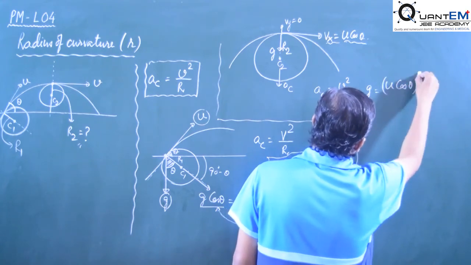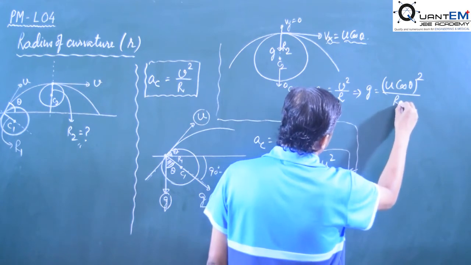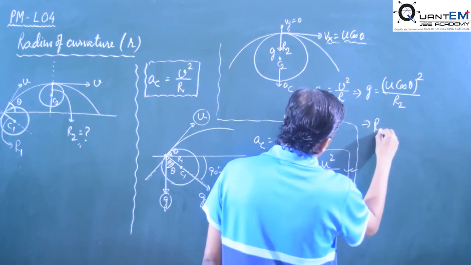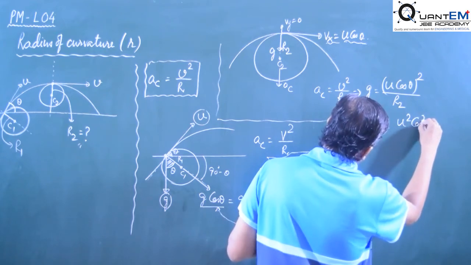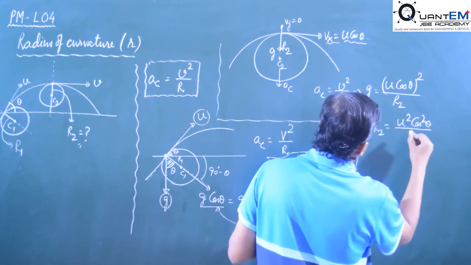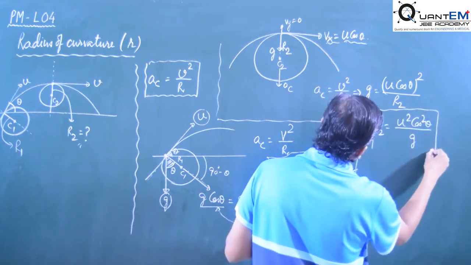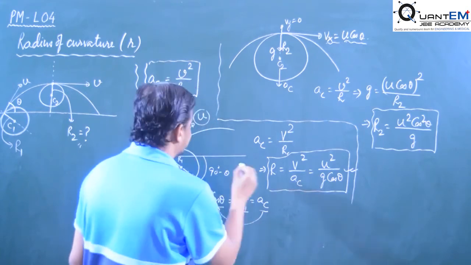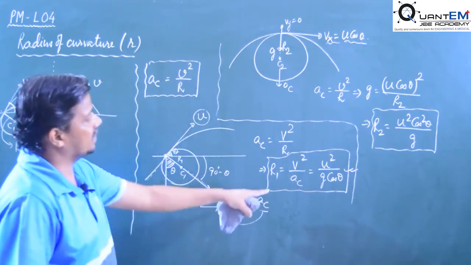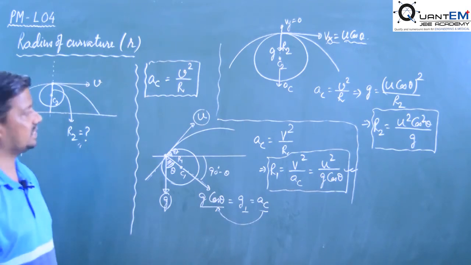So g is equal to (u cos theta) square divided by the radius of curvature, that is R2, which we have to get. The value of R2 is u square cos square theta divided by g. It is the radius of curvature at the moment the projectile is at maximum height, and this one is the value of R1, the moment the particle has been projected. In this way we get the radius of curvature of the projectile.